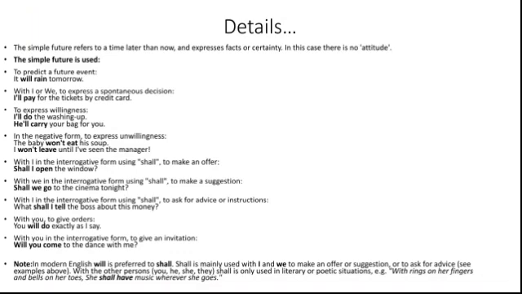In an interrogative sentence, we use shall to make an offer. Okay, suppose I'm crossing the road and I see somebody who's facing difficulty in crossing the road, so I can offer my help, and I can say, shall I help you to cross the road? So this is how you make an offer using shall in interrogative sentences. With we in the interrogative form, we use shall to make a suggestion.